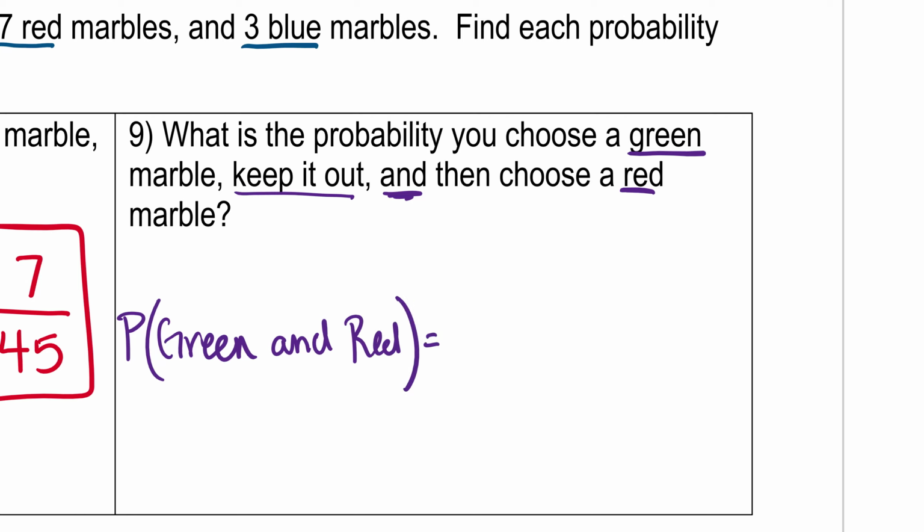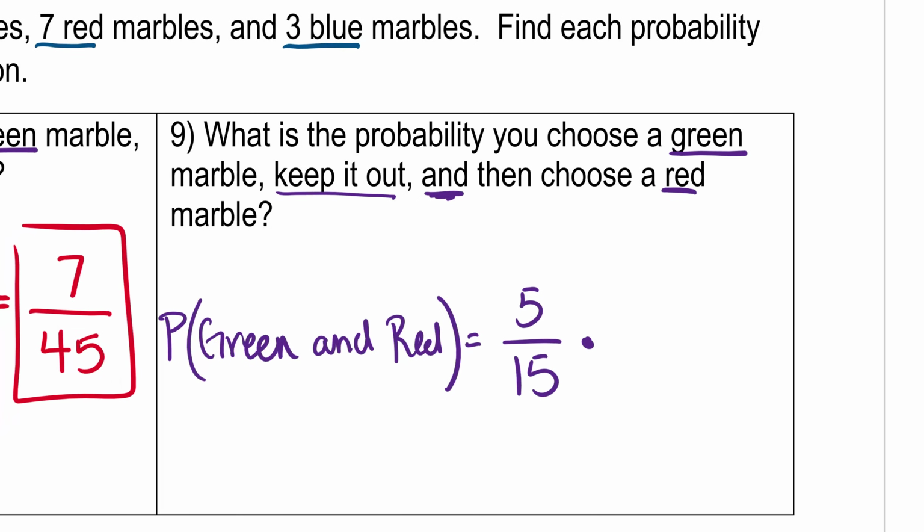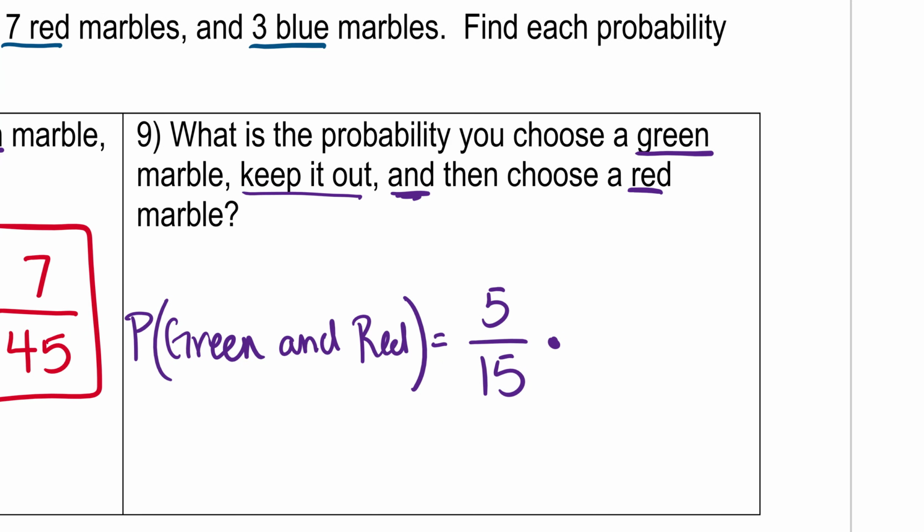Okay, so it starts off, it looks the same starting out. You just have to know dependent or independent. Okay, so this one's dependent. So here's how this works. I'm going to do the first one like normal. So green marbles, I have 5 green marbles, and there's still 15 marbles in the bag. And means multiply. Okay, but because I kept it out, I'm going to choose a red marble, so I have 7 this time.